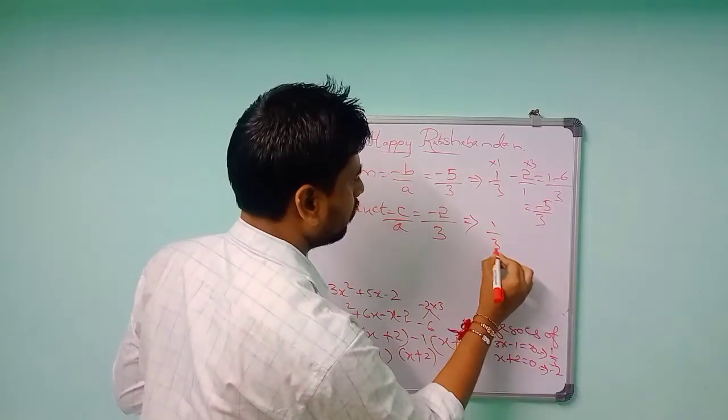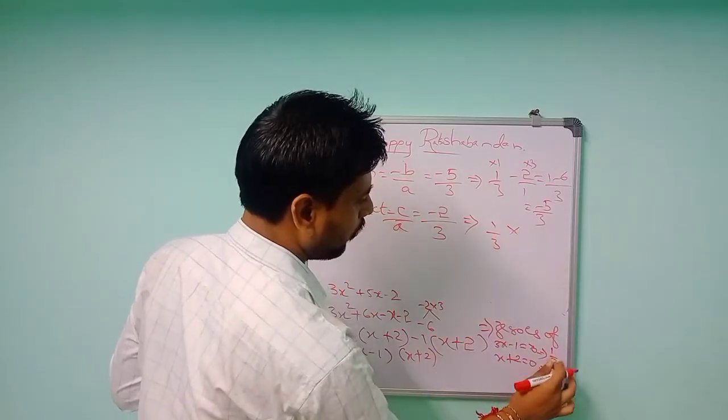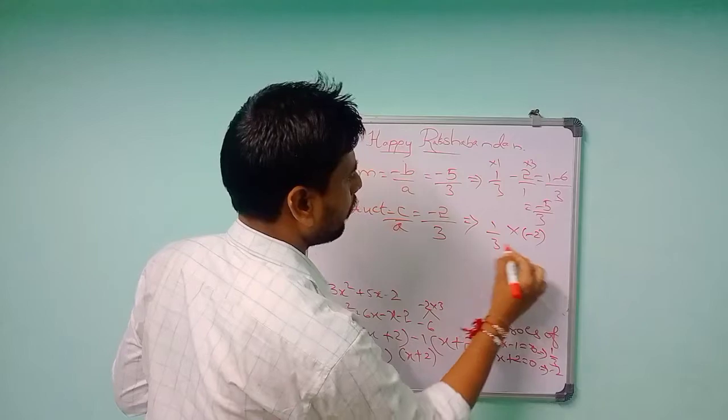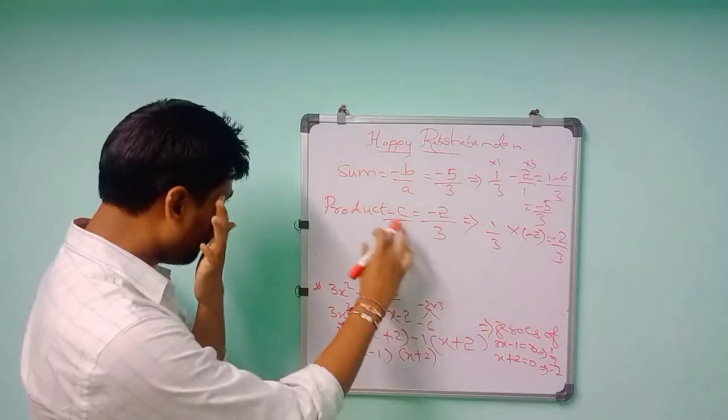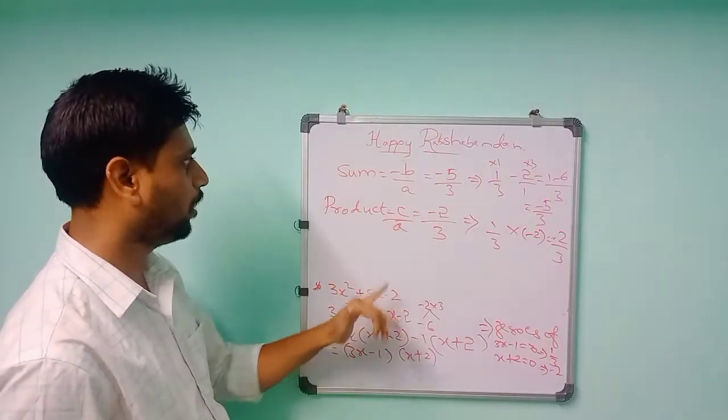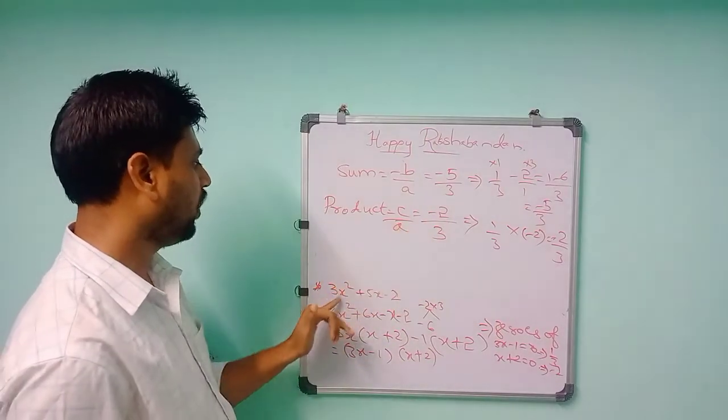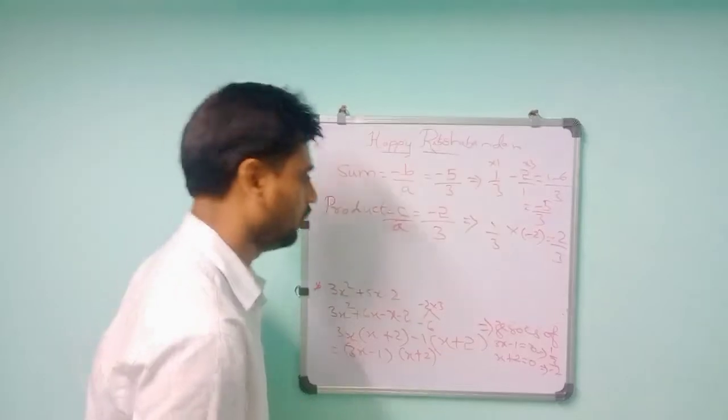The product is 1 by 3 into minus 2, so you multiply them and it will be minus 2 by 3. So it is also the same, minus 2 by 3. How it came: product means c, the constant term minus 2, divided by the coefficient of x square, which is 3. So it is satisfying the condition.